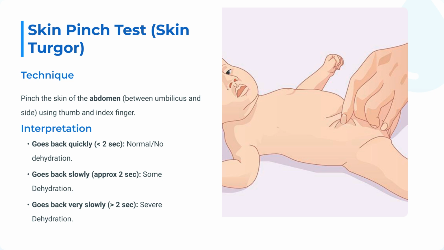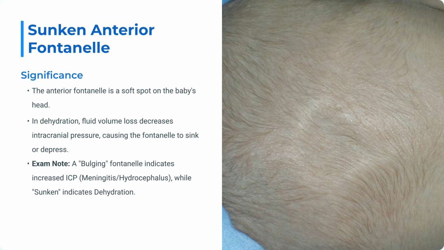The skin pinch test, or skin turgor, is performed by pinching the skin of the abdomen. If the skin goes back quickly, there is no dehydration. If it returns slowly, there is some dehydration, and very slowly indicates severe dehydration. Sunken anterior fontanelle is a significant sign of dehydration. Fluid loss decreases intracranial pressure, causing the soft spot on the baby's head to sink or depress.